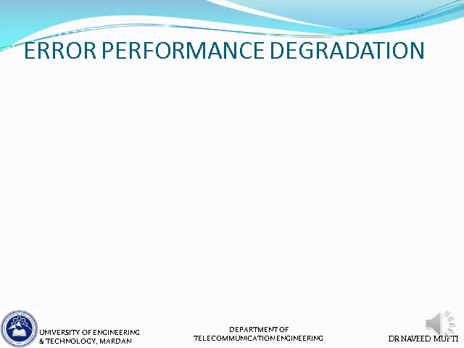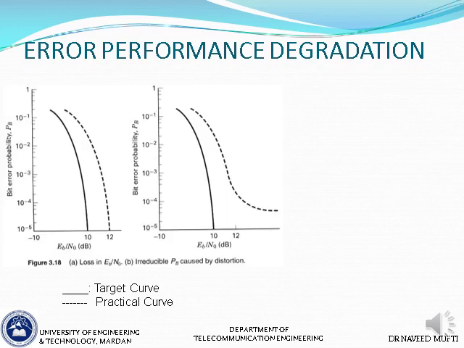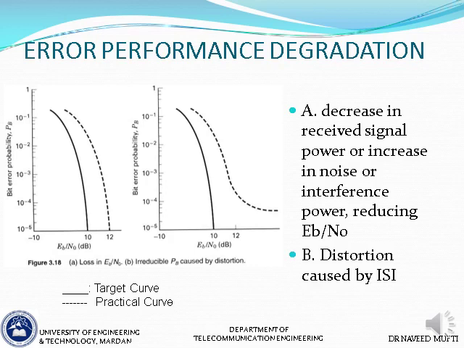First of all, we come to the two types of error performance degradation in digital communication. So here we are looking at two different scenarios. In figure A, we have a scenario where it is due to a decrease in received signal power or increase in noise power or interference power, and effectively this leads to a loss in signal to noise ratio or digital SNR, Eb/N0. So that is what is being shown here.